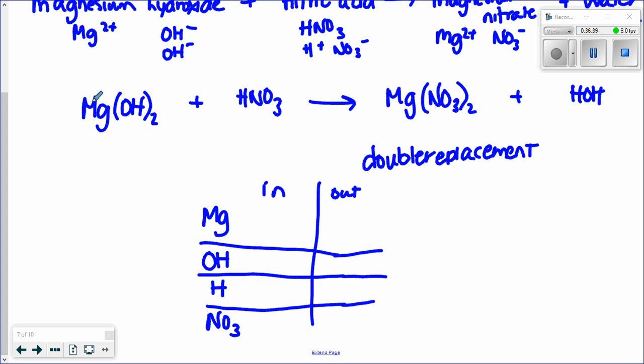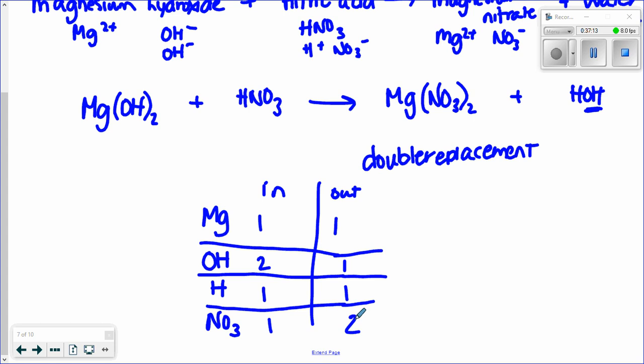So right now, 1 magnesium in, 1 magnesium out. Good. Hydroxide, I have 2 going in. I only have, again, hydroxide is just right there, 1 coming out. So 2 going in, 1 coming out. Hydrogen, again, I'm not worrying about this hydrogen because I'm counting this polyatomic hydroxide as one thing. So I have 1 hydrogen in, 1 hydrogen out. And nitrate, I have 1 nitrate in, 2 nitrates out.